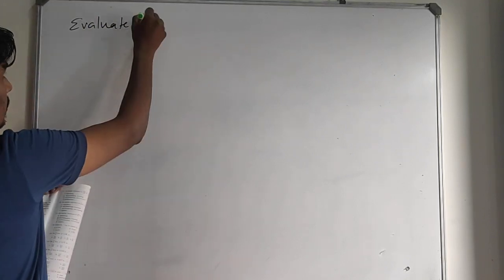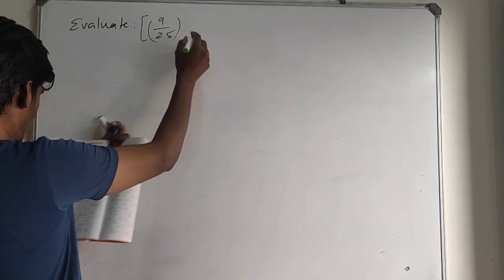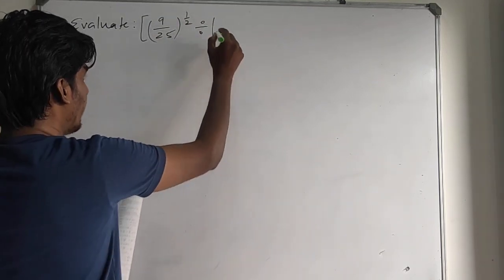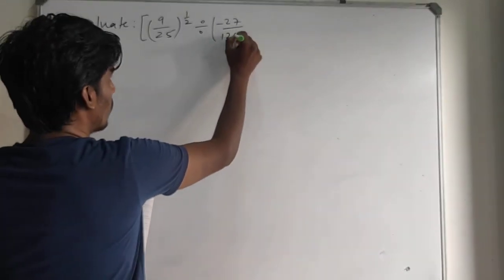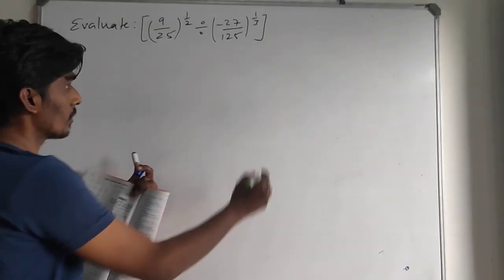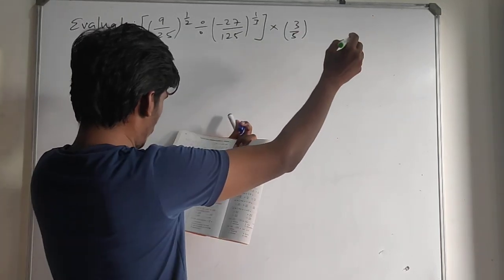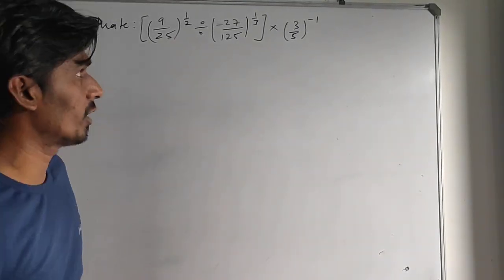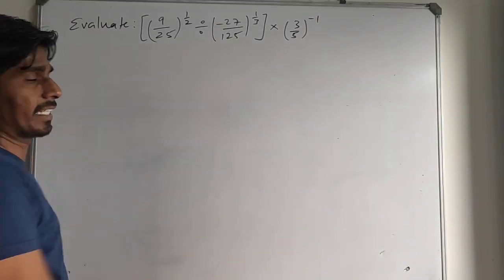Evaluate 9 upon 25 raised to 1 by 2, divide by minus 27 upon 125 raised to 1 by 3, into 3 by 5 raised to minus 1. Now here in this last one, what is the new thing for you? That is negative power. Here it's given negative power and a negative integer.